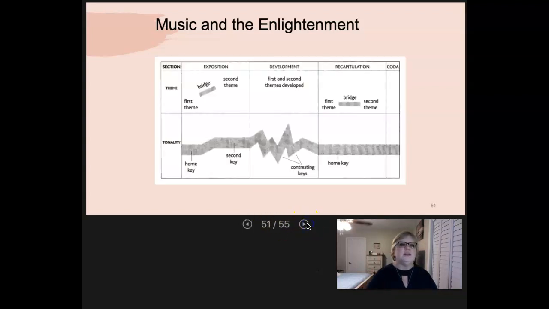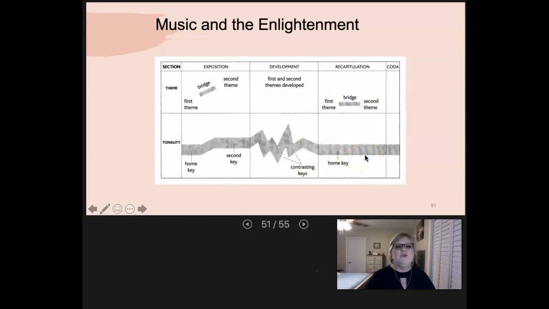So we started to see the theme, the tonality. And so you see there'd be the first theme, then a bridge, a second theme. That's part of the exposition. Meanwhile, tonally, there's a home key up to a second key. Then the development of the piece, there'd be first and second themes developed. You'd have contrasting keys going on. And then the recapitulation, I can't say it today, recapitulation: the first theme, a bridge, the second theme, okay, and back to home key.